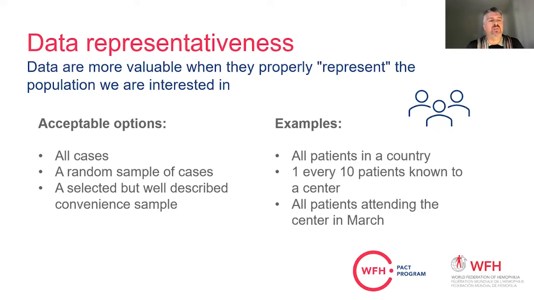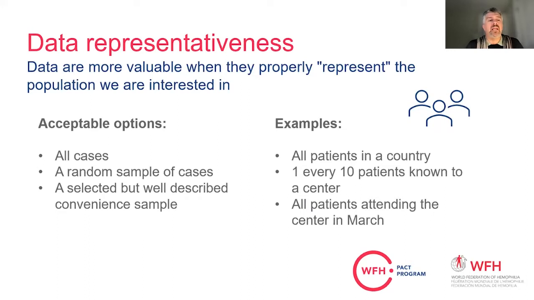So for example, all patients in a country would be a perfect data collection. It for sure speaks to that country's population. Even 1 in 10 patients known to a center would work. I collect data, I don't have resources to collect in everyone, I collect data in 1 every 10. There is a good chance I get a photograph that is representative of the entire population.